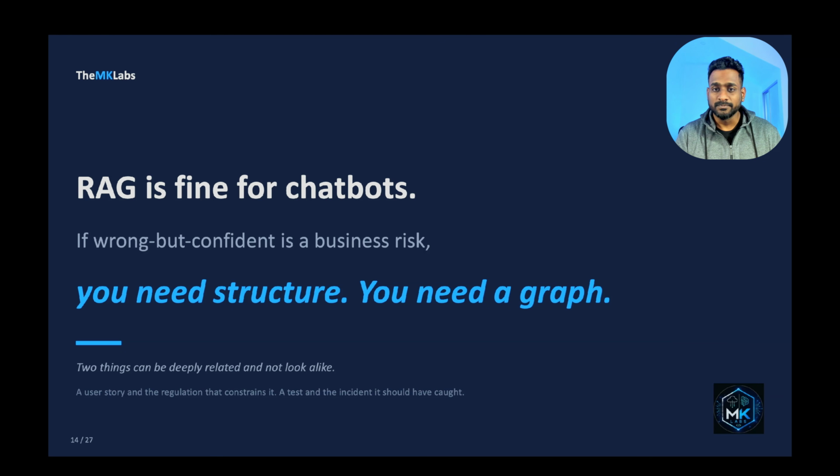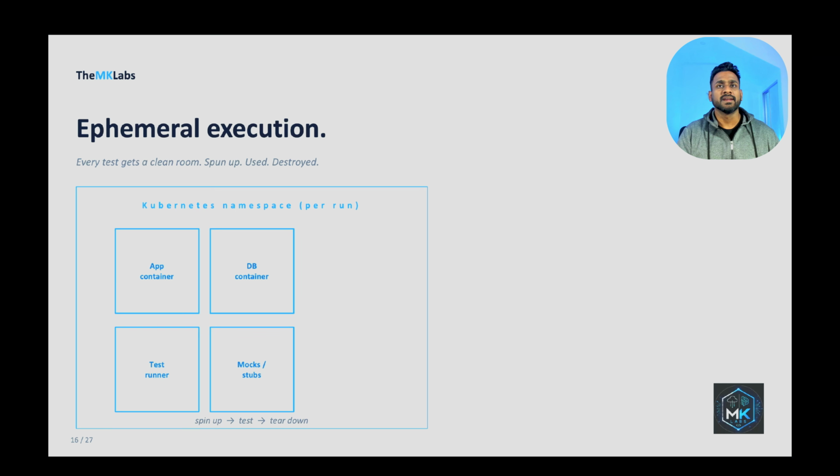And here is the deeper problem. Two things can be deeply related and not look alike: a user story and the regulation that constrains it, a test and the incident it should have caught. So the question becomes, do you want retrieval that's plausible or retrieval that's defensible? Graphs give you defensibility. You can explain why a piece of context was retrieved: because it's linked, because it's downstream, because it's impacted, not because it had similar wording. From a testing lens, that's huge because it means the context pipeline becomes testable. Given the story, the graph traversal should include these artifacts and exclude those. Structure is what turns probability into engineering.